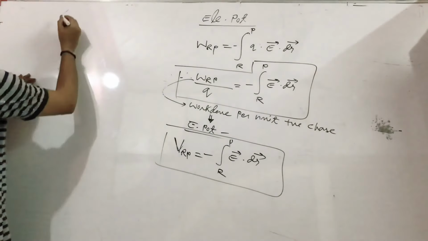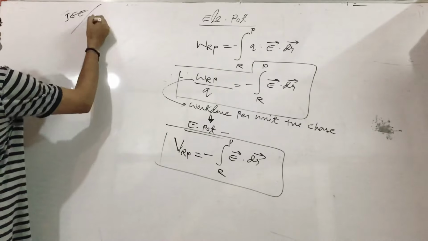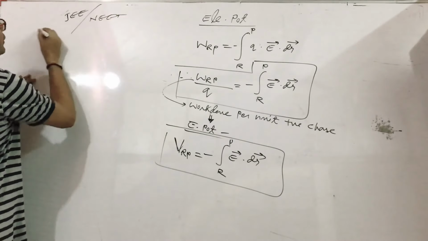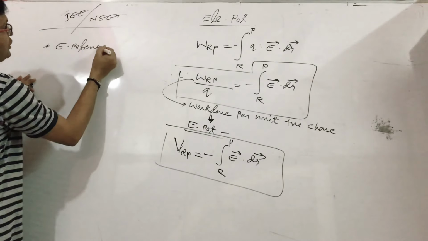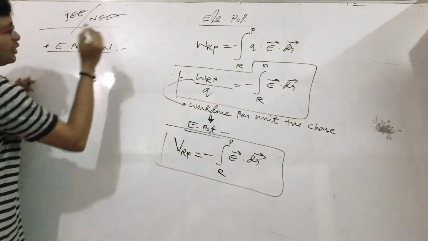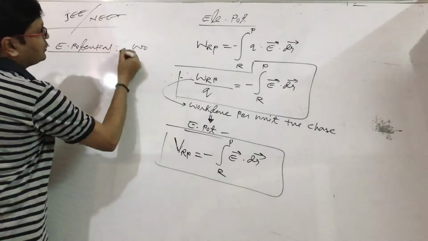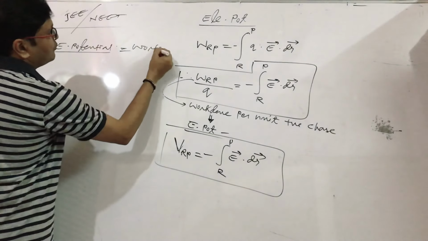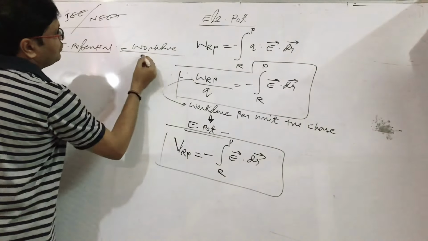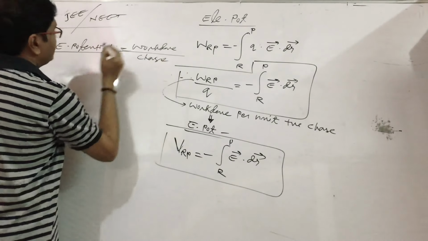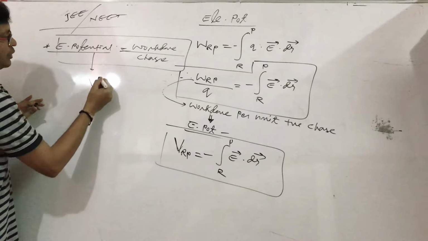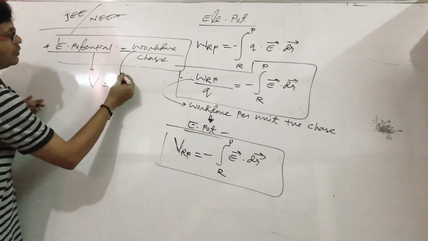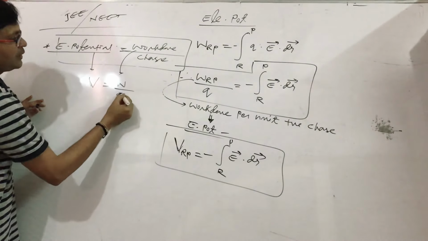First of all, we will start with the JEE NEET points. These all points are very important. Number one, what do you mean by electric potential? So we have an idea about it. Electric potential is nothing but the work done per unit positive charge. It is called electric potential. So electric potential is denoted by V. V is equal to W by Q.